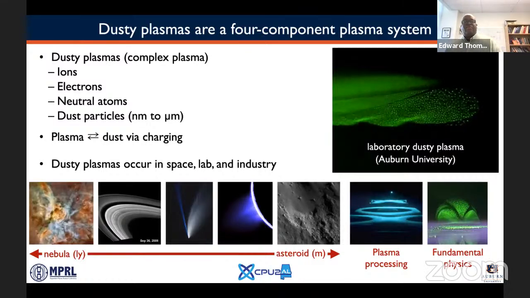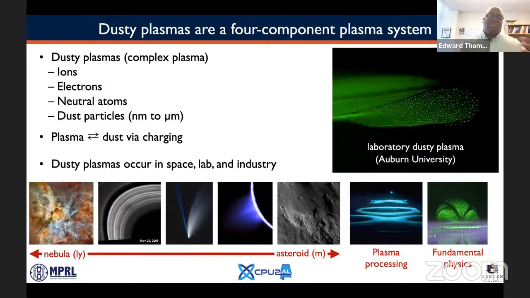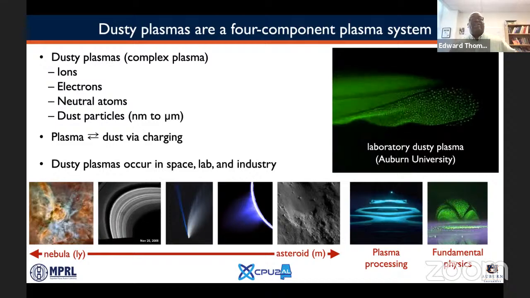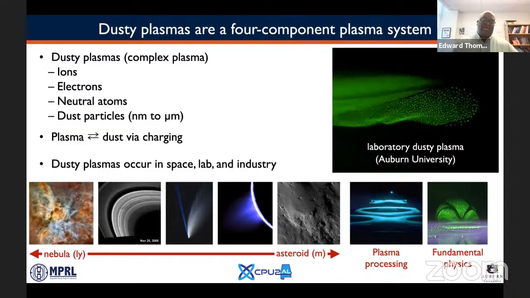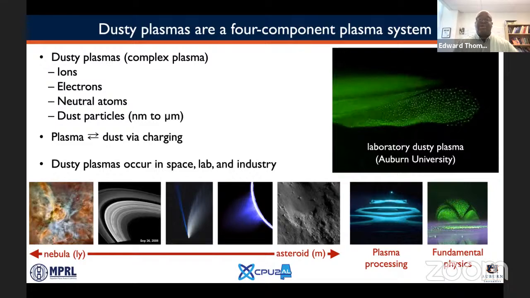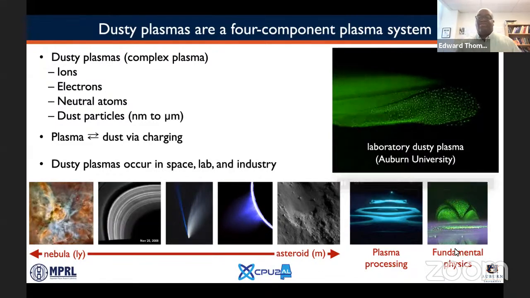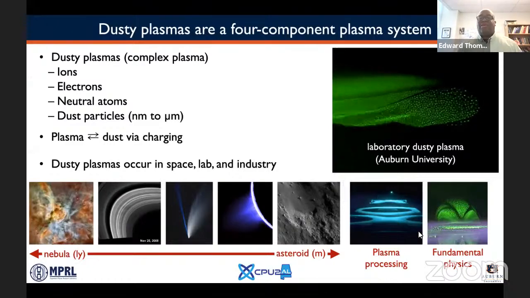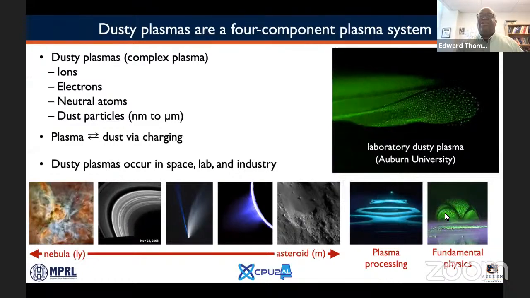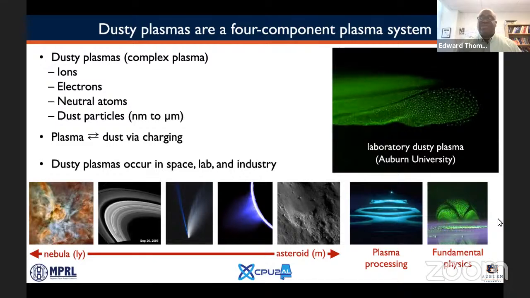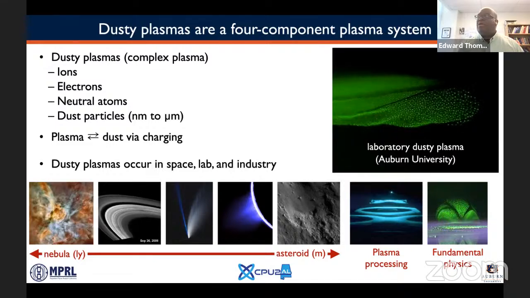And as I indicated before, these systems occur on all sorts of scales, from light years when you're talking about planet-forming systems, all the way down to meter scale or even sub-meter scale when you're talking about plasma processing or the fundamental physical phenomena you see in these systems.